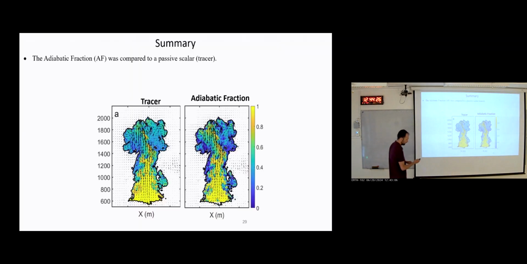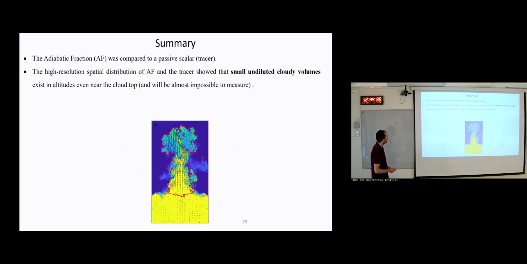So to sum up, the adiabatic fraction was compared to the passive tracers, and we found the best way to estimate the adiabatic fraction. High resolution spatial distribution of the adiabatic fraction and the tracer show that we have these small undiluted volumes that exist at all altitudes of the cloud, and even near the cloud top. But they will be small, so it will be very hard to measure them with an airplane going through the cloud.